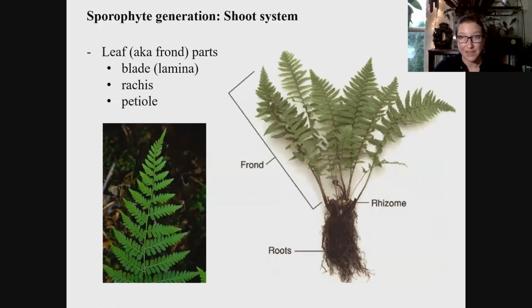This we saw during the leaf lecture, right? The parts of a fern leaf. You have the whole leaf, which can also be called a frond. And on that leaf, you have parts. You have the petiole, which is the stem of the leaf. You have the green part, which is the blade or lamina. And then the part of the petiole that extends into the blade and the lamina is what's known as the rachis. We've covered this in the leaf lecture already.